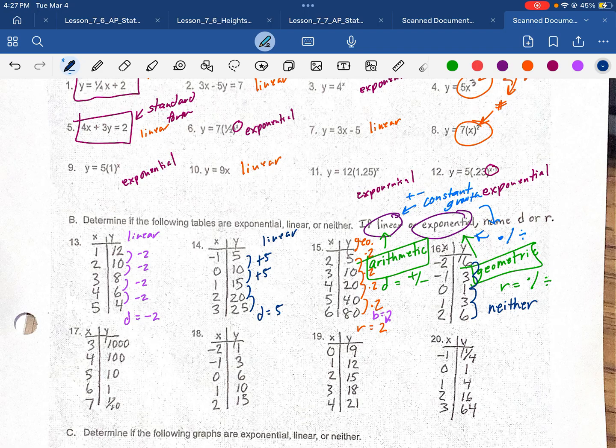The last one we'll do here is this one. And remember, if you don't know the difference, you can always do the second one divided by the first one, and it'll tell you. So if I do the first one on the bottom and the second one on the top, I end up getting a 10th. So I'm dividing by 10 each time. And so my rate is going to be 1/10. So what I'm dividing by is 10. And that's geometric.